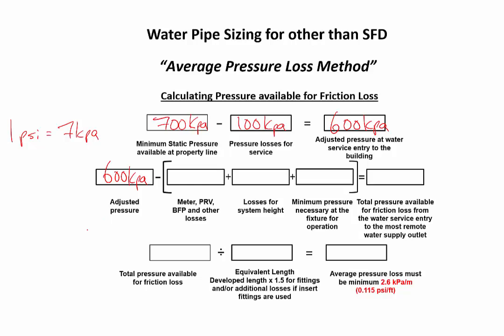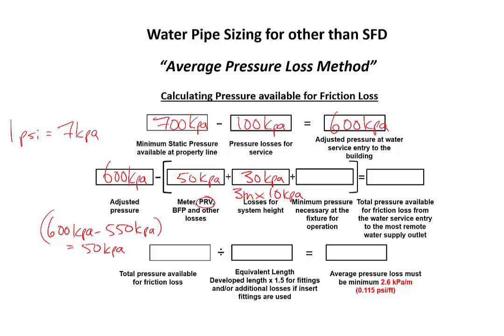We'll assume we have a PRV set to 550. So if we have 600 kPa coming into the building and we have a PRV set to 550 kPa, we would have a pressure loss of 50 kPa. Deduct 50 kPa there. Losses for system height. So assuming we have, we'll call it, 3 meters of system height, the calculation to do there is 10 kPa per meter of head. So we're going to lose 30 kPa just to lift the water.